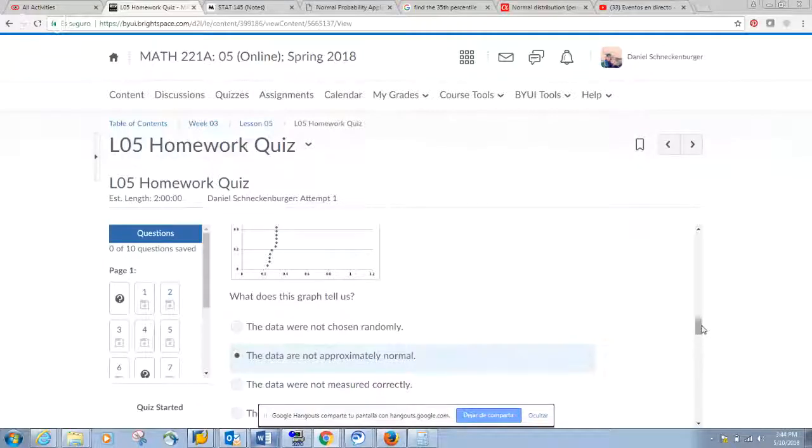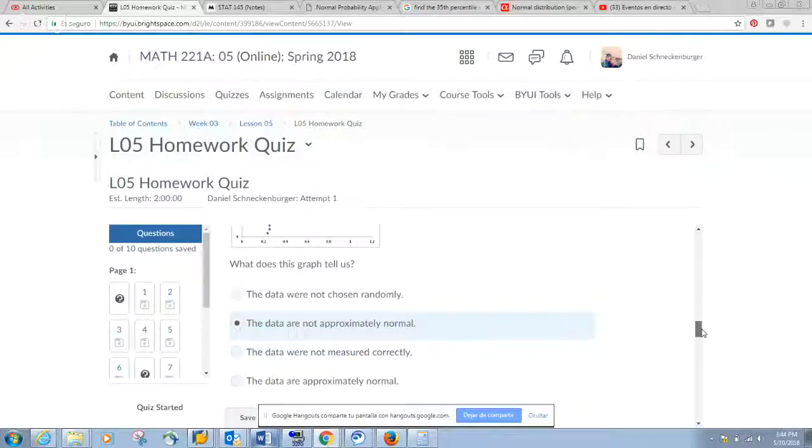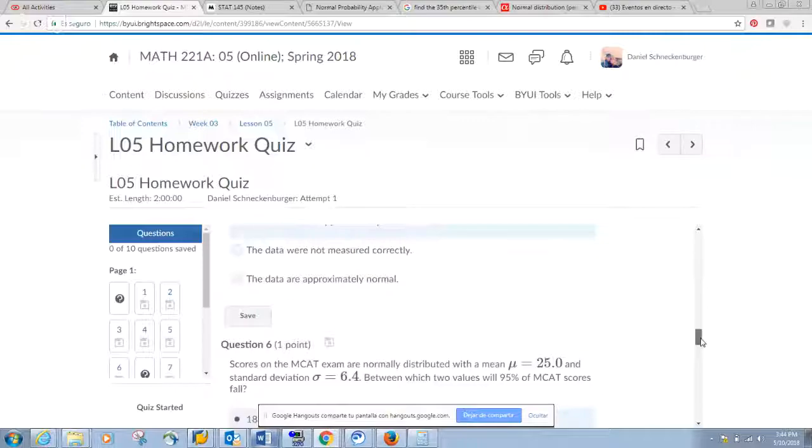In the book, they have one that's pretty much that exact graph, and it says that the distinct curvature in the data suggests that the data are not normal, and it just says that the data is not normal. So the answer is the only one that basically says that. Yeah. Okay. That's the one then, right? The MCAT. Oh, the MCAT exam.